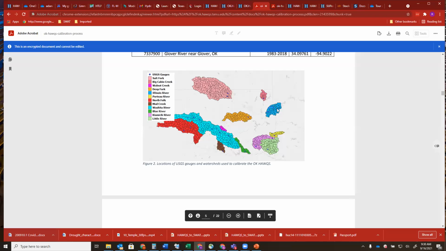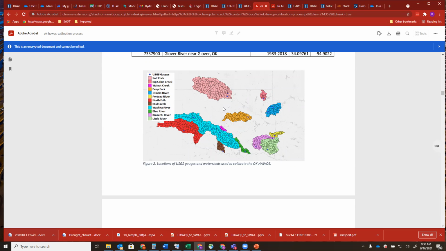Some of them are multi-site calibration. Some of them are just one single site calibration, for example, like here. And some of these watersheds also just one, or maybe this one has two. So that gives you a rough idea where we have calibrated so far, but if there is a need for other sites, we are always continuing to improve on that.